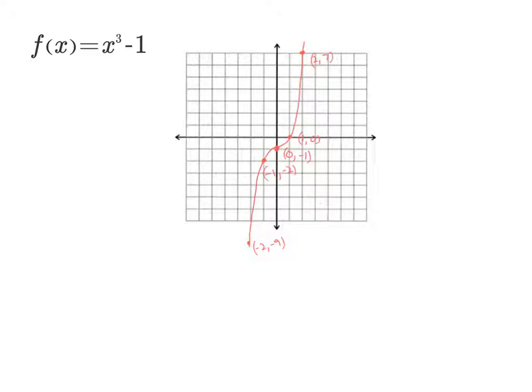Now what we're going to do is switch our x and y's. So this point, instead of 0, negative 1, is going to be negative 1, 0, which is going to be right here. This point, 1, 0, is going to be 0, 1, which is going to be here. 2, 7 has become 7, 2. Negative 1, negative 2 is going to be negative 2, negative 1. And then negative 2, negative 9 is going to be negative 9, negative 2. So that's going to be down here. So it's going to look something like this.